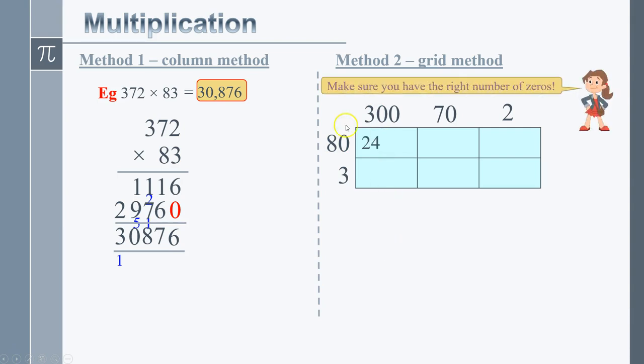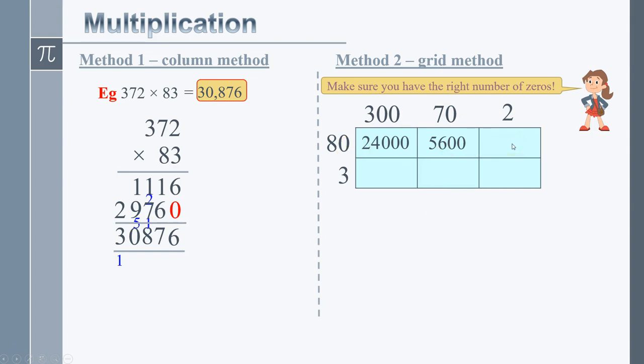And I know 8 times 3 is 24, but the advice here is just to make sure we've got the right number of zeros. 2 there, another one there. I'm going to need to put 3 zeros on the end of that. So next one, I've got 80 times 70. 8 times 7 is 56. And I've got 2 zeros, 1, 2 zeros. Out to this box over here.